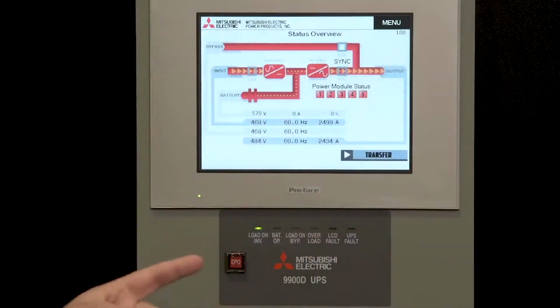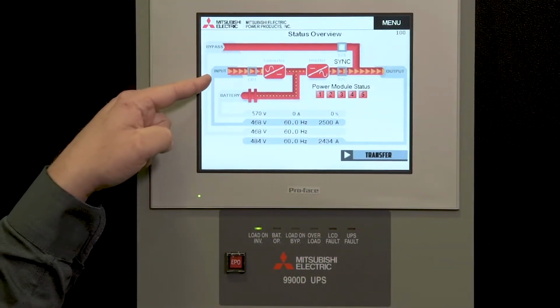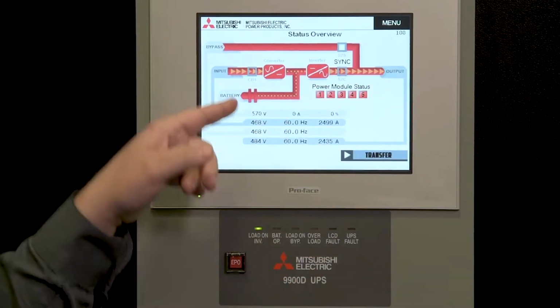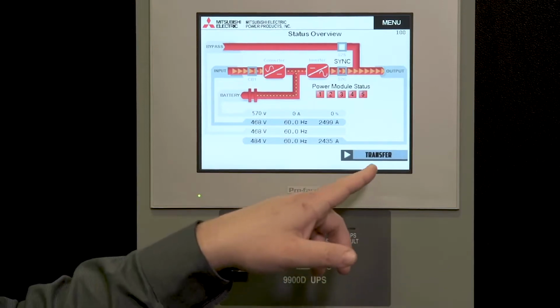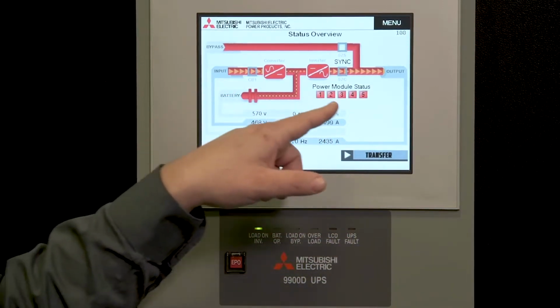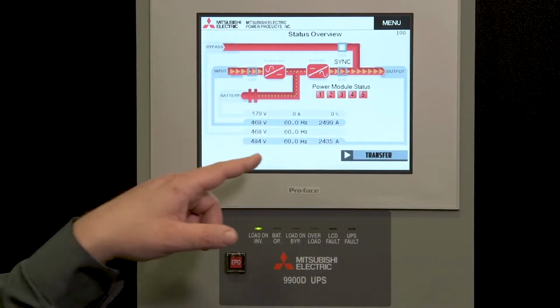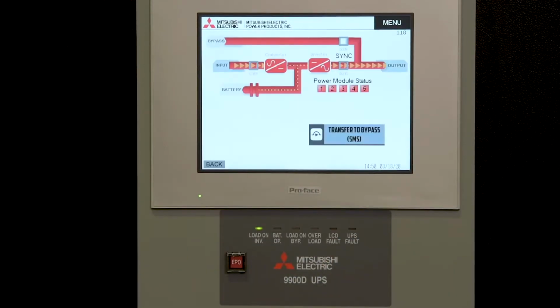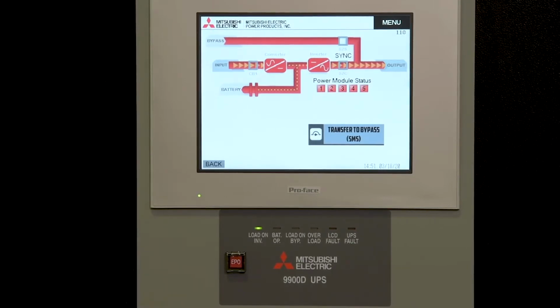So we look here on the overall UPS status screen. The input is flowing from the converter section to the inverter and output to the load. We have battery connected, and we're going to be operating at 2,500 amps, so a 2 megawatt output load. We're going to transfer the system at full load from inverter to bypass.